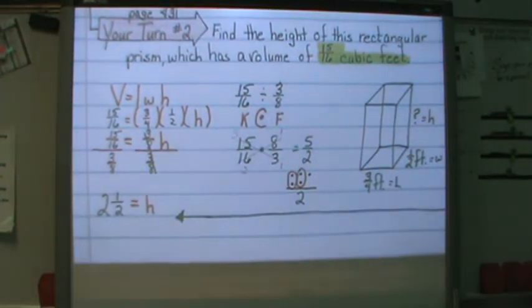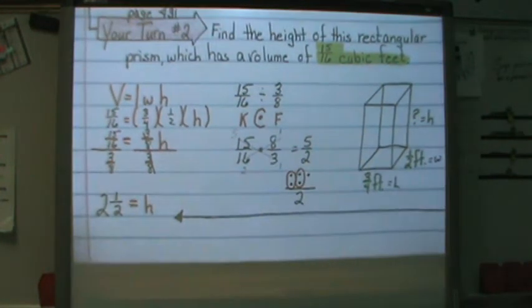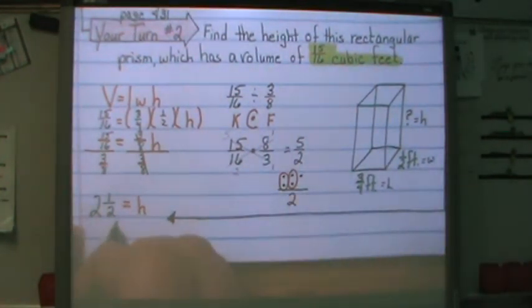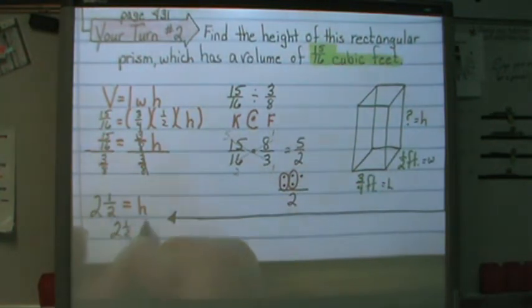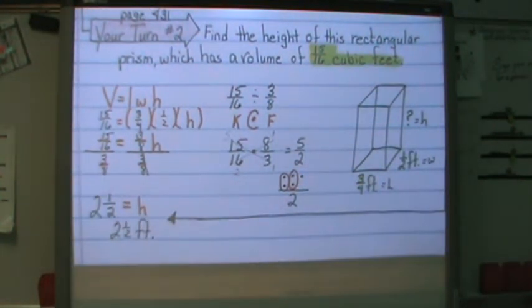So my height is 2.5 feet. And remember, that's a linear measurement now, so you don't put like inches squared or cubed or anything like that. It's just 2.5 feet. Okay? 2.5 feet. You know what? I'll write that. 2.5 feet. There you go. Okay. Next problem.